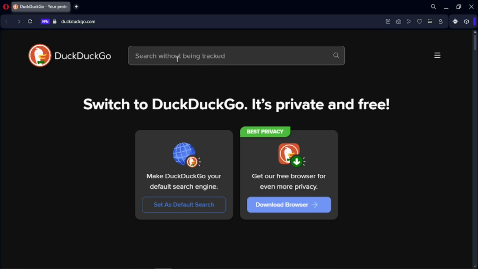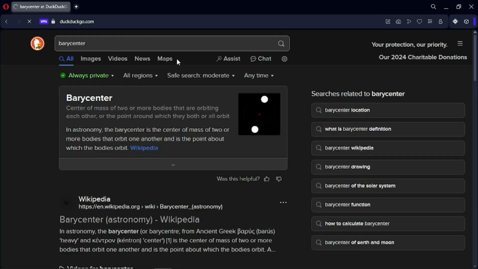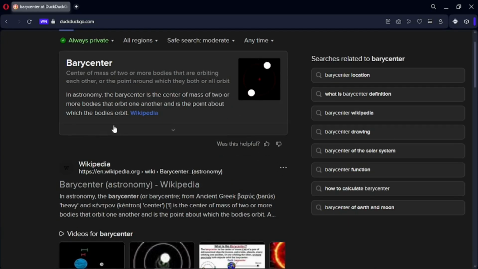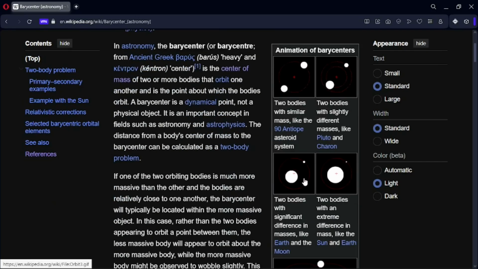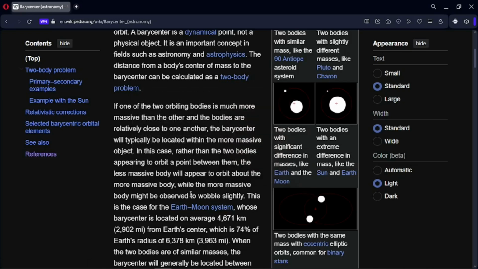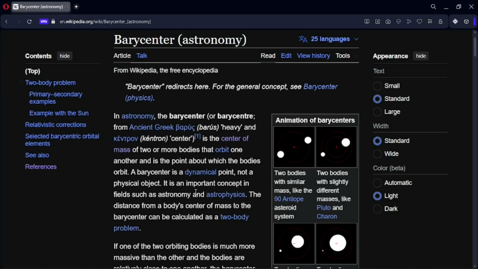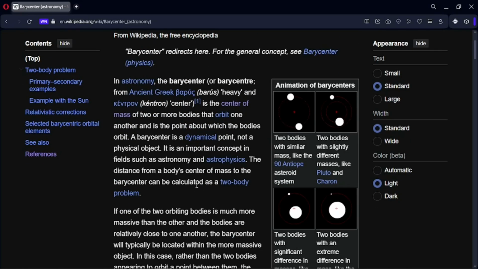What do we mean by barycenter? Well, it is the central mass of two or more bodies, of course, and here we can see some animated images of the motions of two bodies and their barycenter.